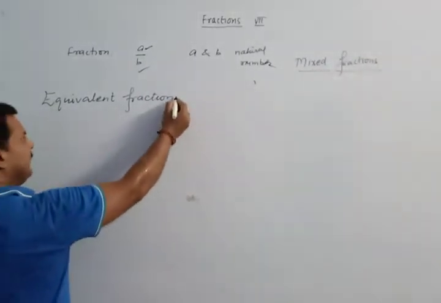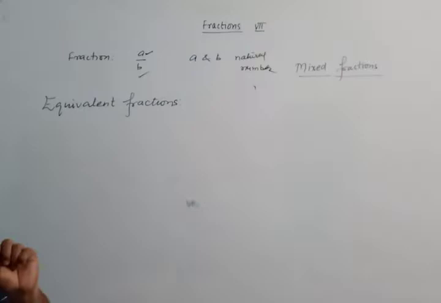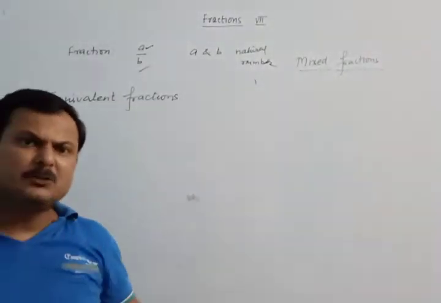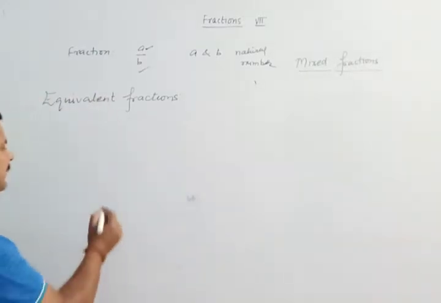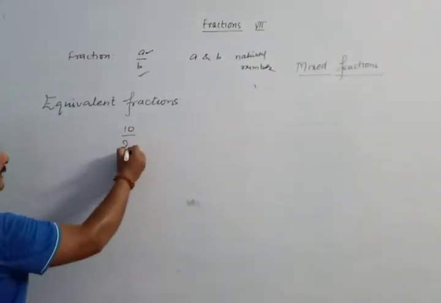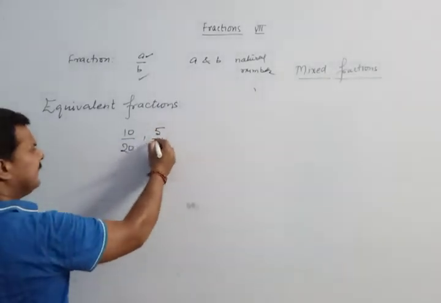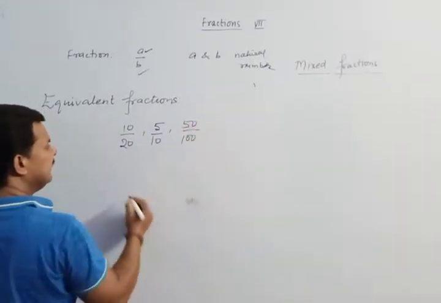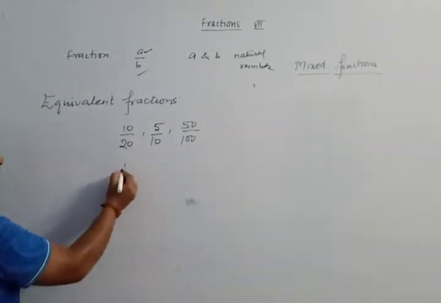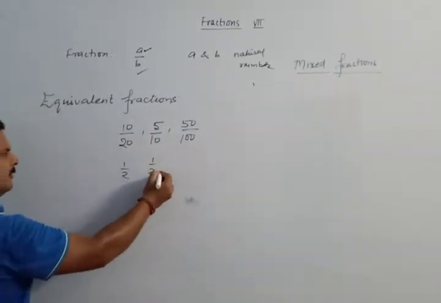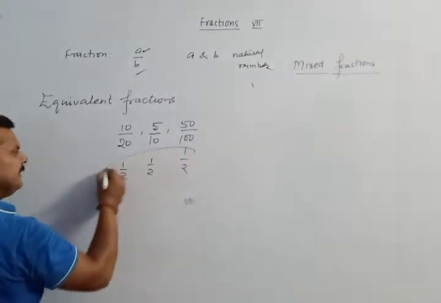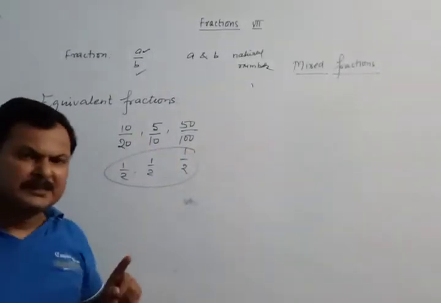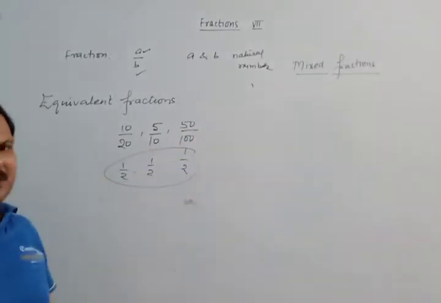What do you mean by equivalent fraction? If the simplest form of two or more fractions is the same, they are said to be equivalent fractions. For example, I am writing 10 upon 20, 5 upon 10, 50 upon 100. If I reduce them, they become 1 by 2, 1 by 2, again 1 by 2. It means the reduced form of the given three fractions is the same, half. It means these are all equivalent fractions.